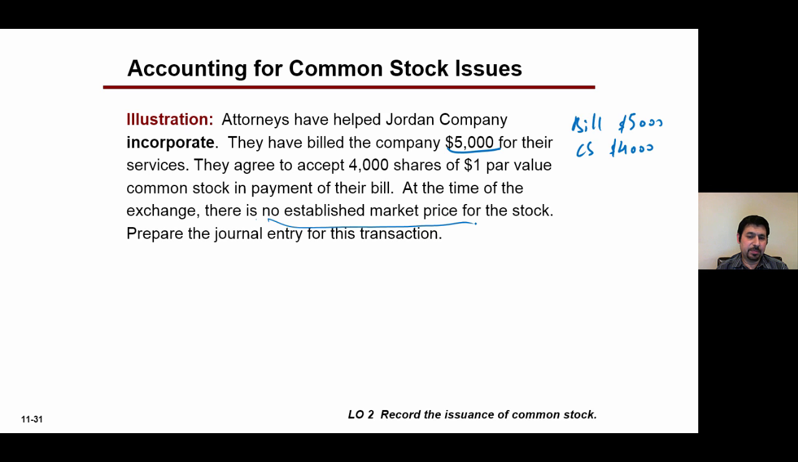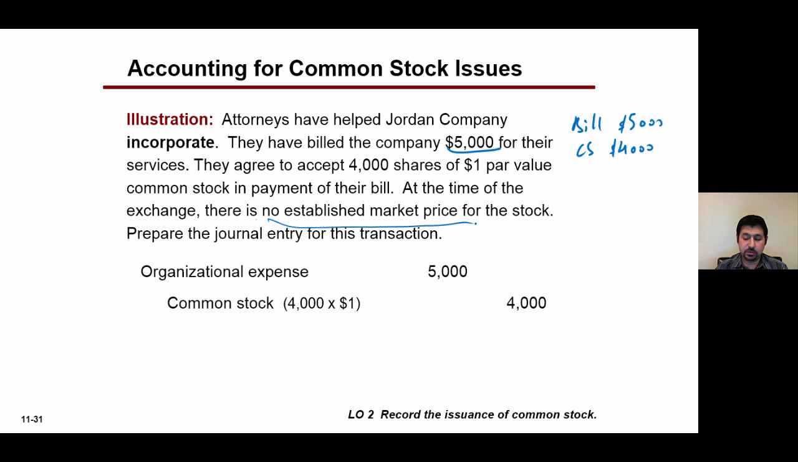So in this case, the bill amount will be used, and the company will debit organizational expense 5,000 and credit common stock 4,000. Remember, this is always at par value or stated value, whenever there is one of them. And the difference between the two will be paid in capital in excess of par value.